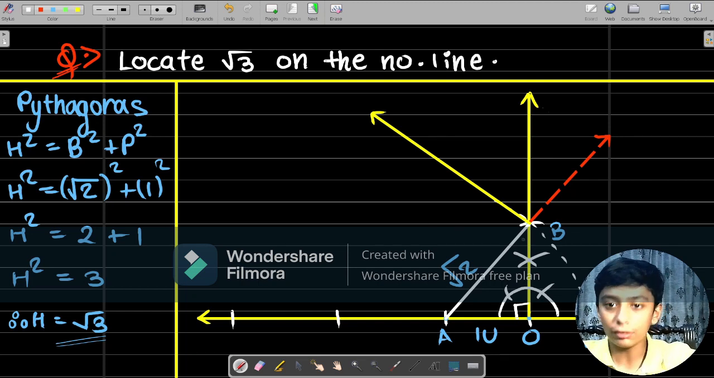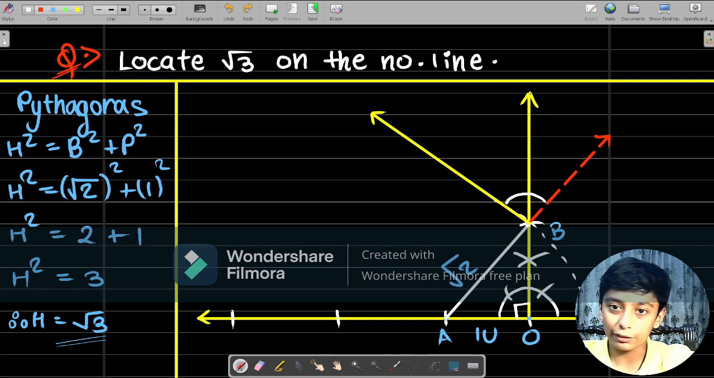Now I will draw the 90 degree because I do not have a compass, but you draw with the compass first and then you will get the 90 degree, not with the protractor, otherwise the marks will be deducted. The semicircle is not good.